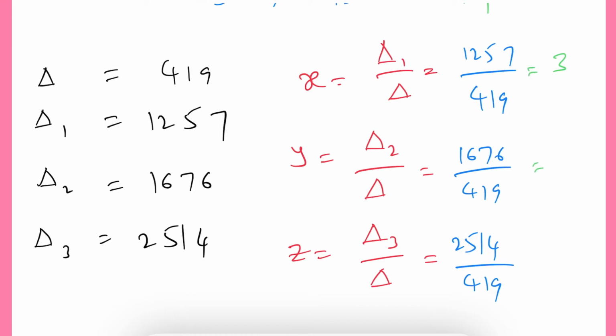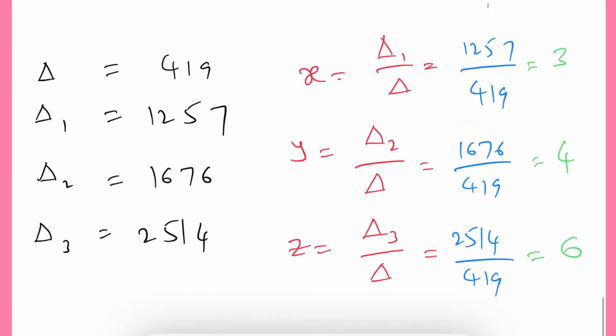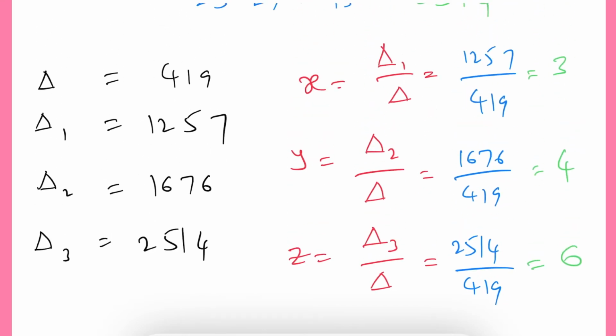Then second one is 1676 divided by 419. It is 4. Then last one 2514 divided by 419. It's nothing but 6. So x value we got as 3 and y value we got as 4 and z value we got as 6. 3, 4, 6 are the values of x, y and z respectively. Next, let us move to the second one.